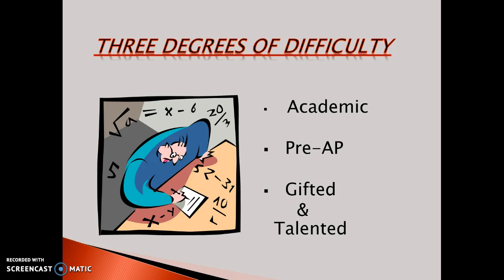There's 3 different kinds of classes you can choose from. There's academic, pre-AP, and gifted and talented. You can only select gifted and talented if you have already been identified as a gifted and talented student.